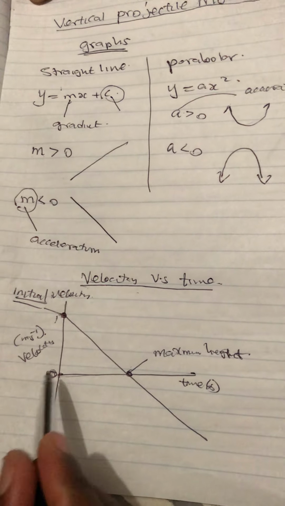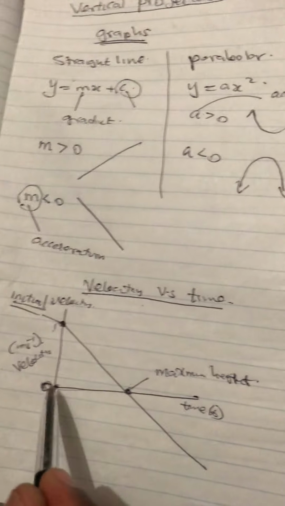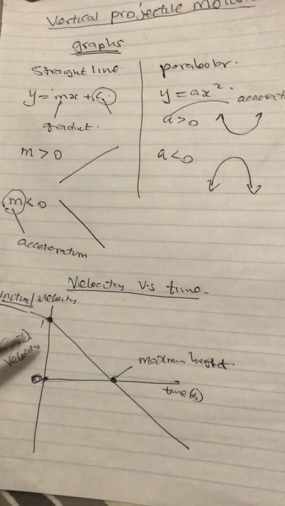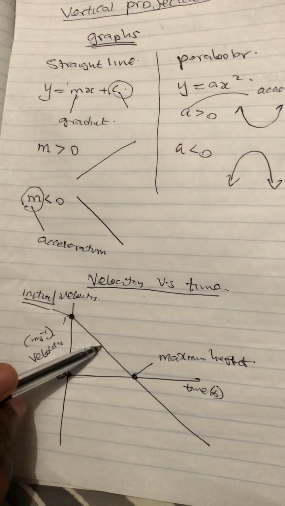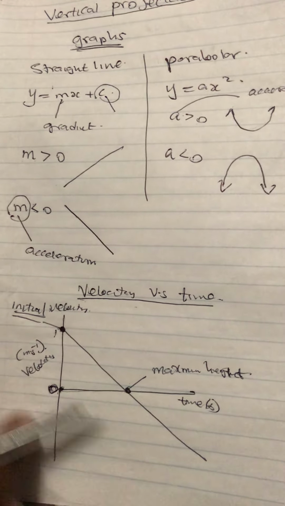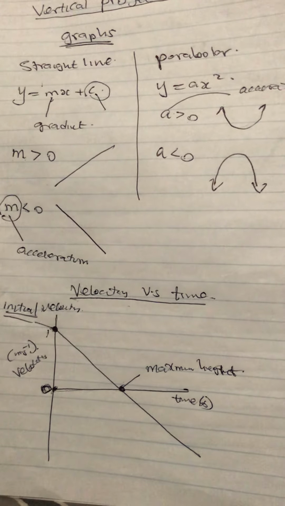Or if your graph starts here at 0, that means the initial velocity is 0, but this v is 0 because the graph went upwards and it reached the maximum height. You see? So this is the velocity versus time graph. You must interpret it like this.